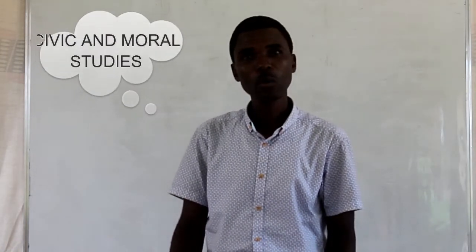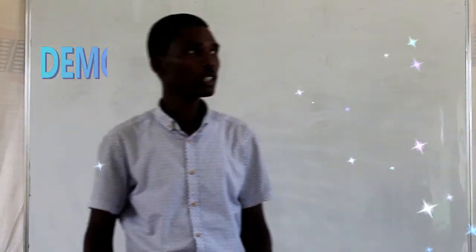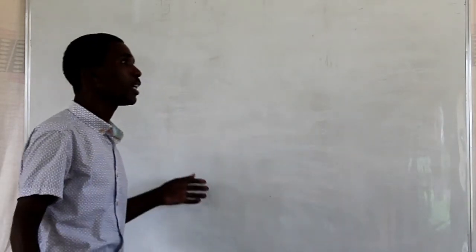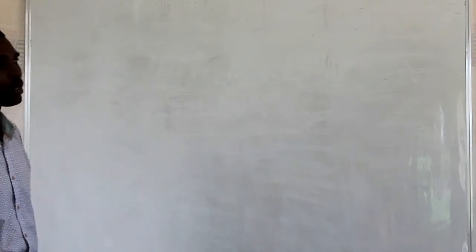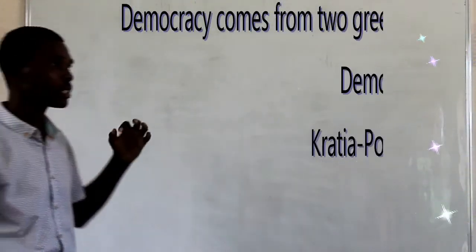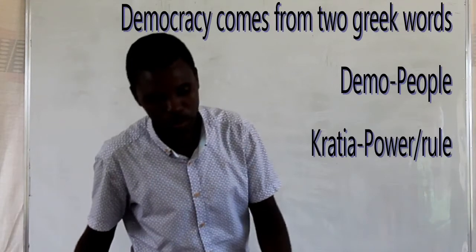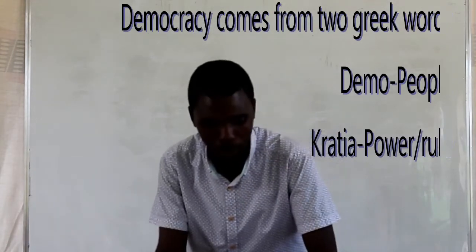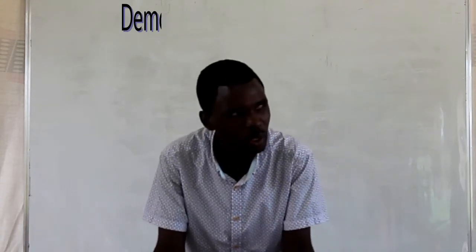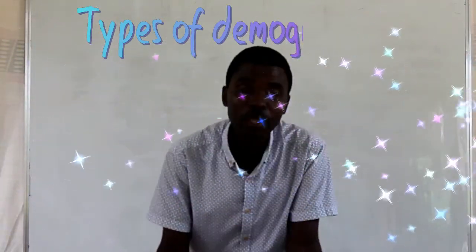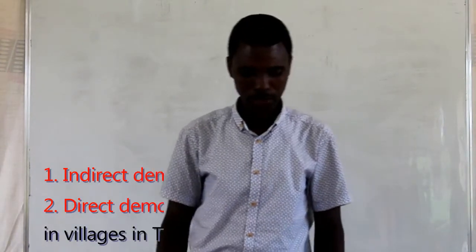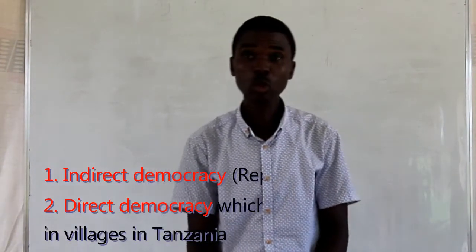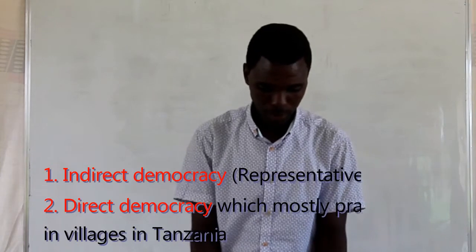Remember last time we were discussing something to do with democracy. If you try to recap, I told you the origin of democracy is two words, demo and kratia. Demo means people and kratia means rule or power. We also talked about the types of democracy: indirect democracy and direct democracy. Indirect democracy is sometimes called representative democracy.